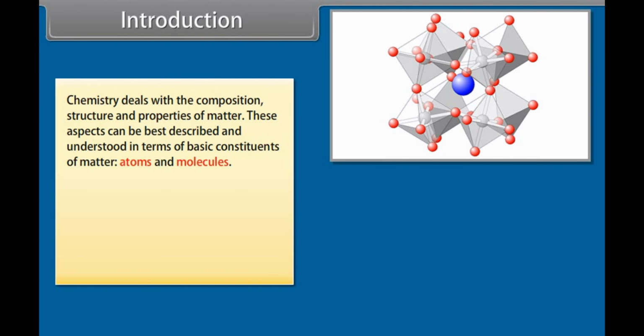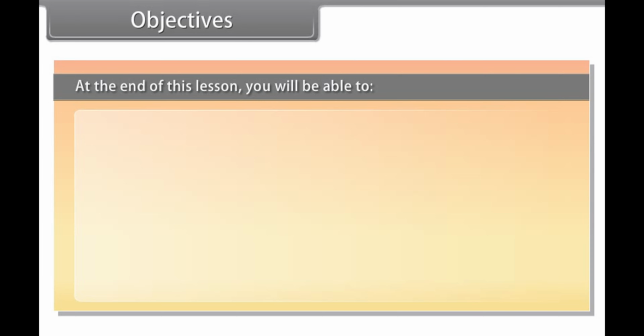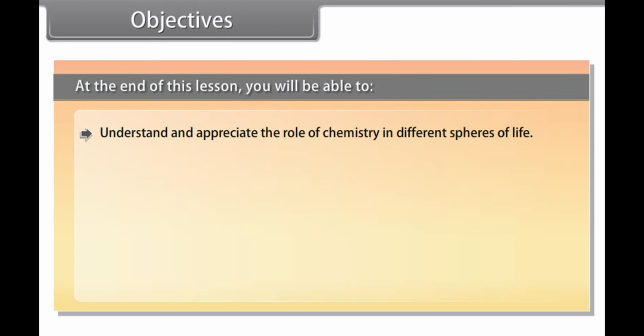Chemistry deals with the composition, structure, and properties of matter. These aspects can be best described and understood in terms of basic constituents of matter, atoms, and molecules. For example, medicines, vitamins, tonic, fertilizers, industry, polymers, soaps, detergents, waterproof clothes, and fireproof building material all are related to chemistry. Objectives. At the end of this lesson, you'll be able to understand and appreciate the role of chemistry in different spheres of life.